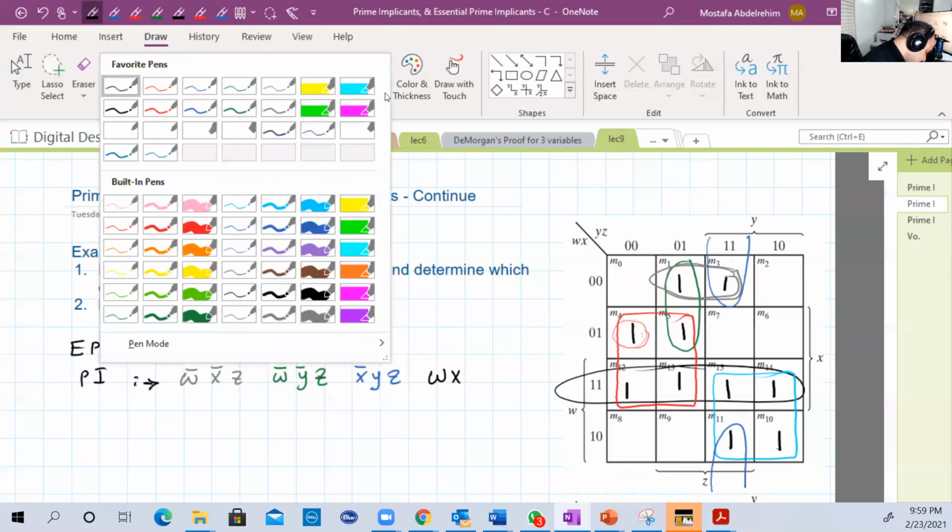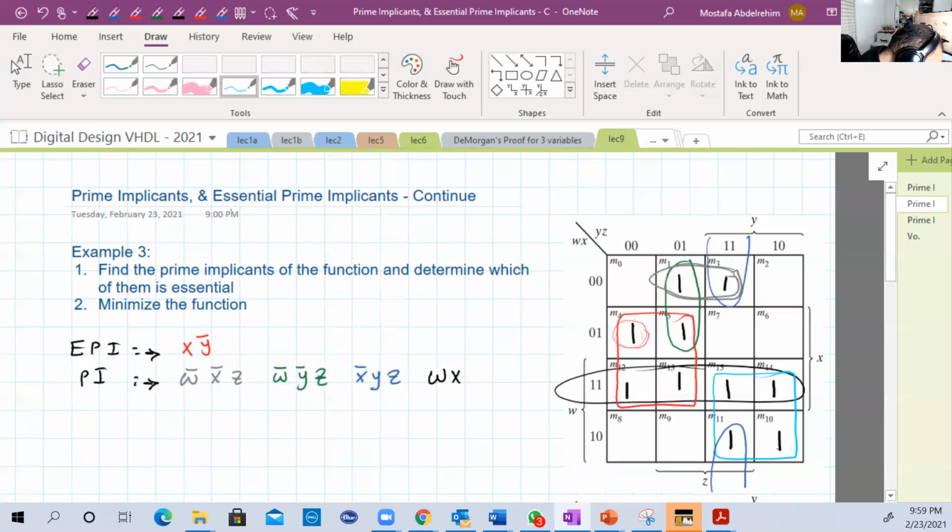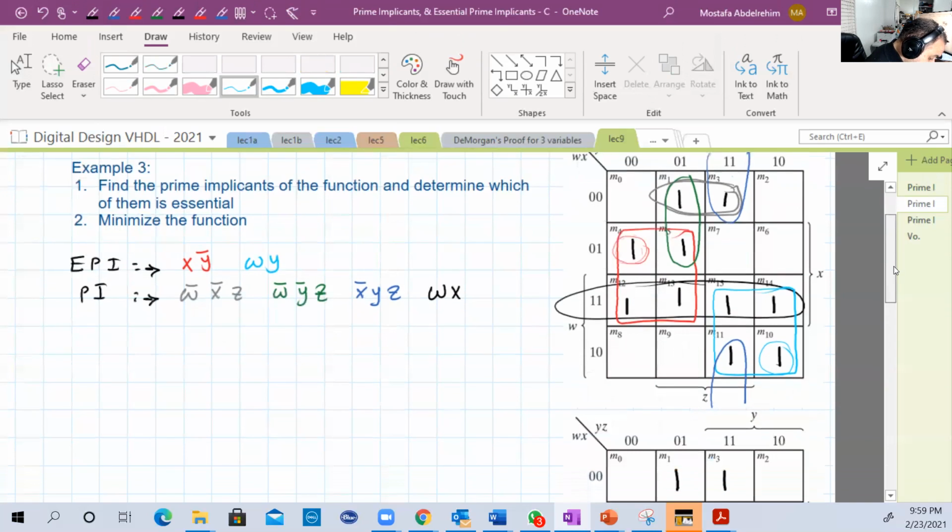The cyan one. The cyan is an essential prime implicant, because this one here is not contained with any other prime implicant or any other group. And the cyan group is W, X is changing, Z is changing, Y, WY. Now let's find the minimum F.